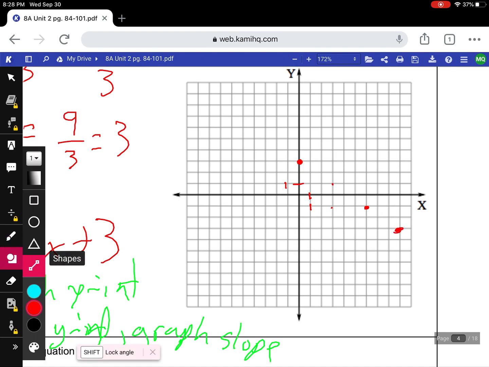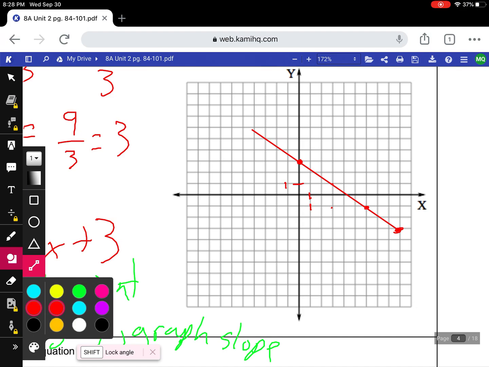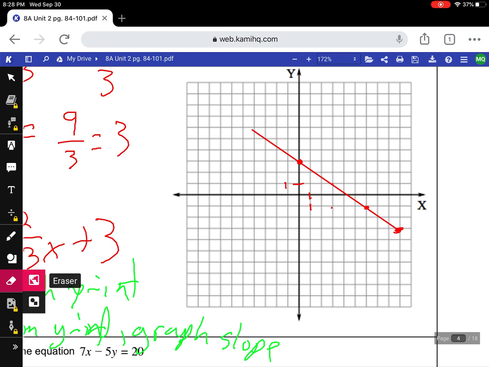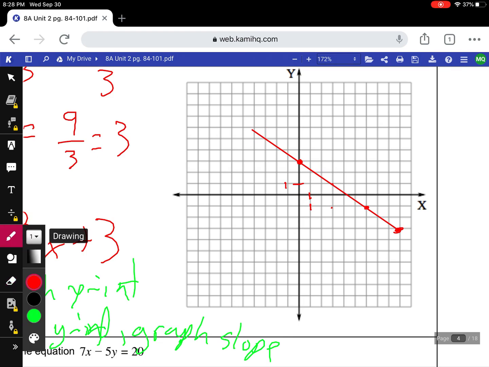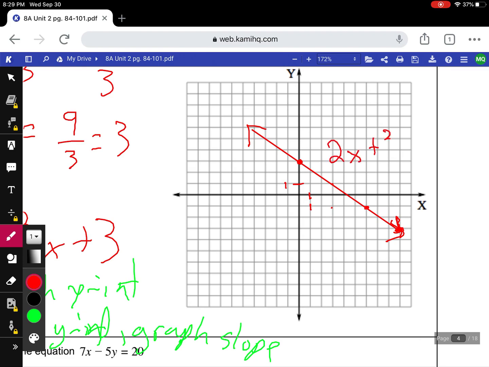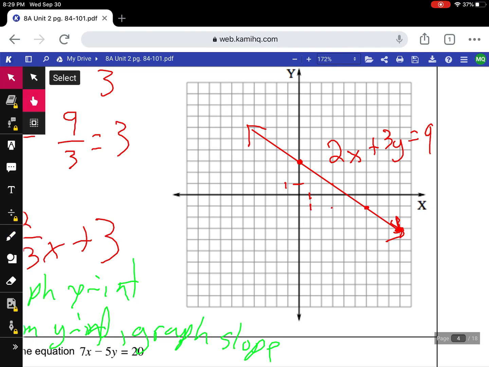Okay? And if I connect those, let's see if I can get my tool to work this time. We're going to go up here. That's very close. Okay? You guys are always, oh, well, that's no good. Let's get the eraser going. We are going to draw, put our arrows on either end. Okay, you guys are going to use a straight edge, and then our last step is to write the equation of the line.